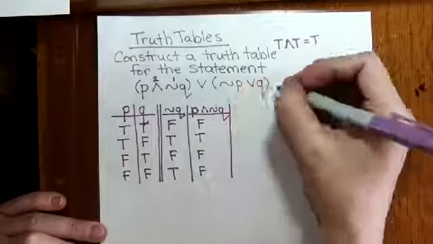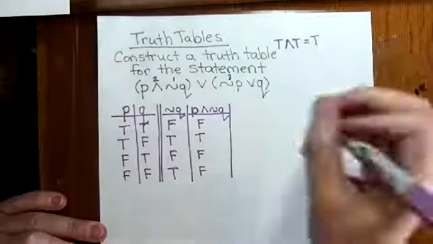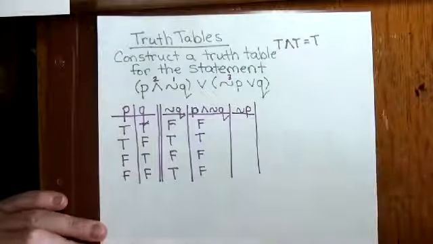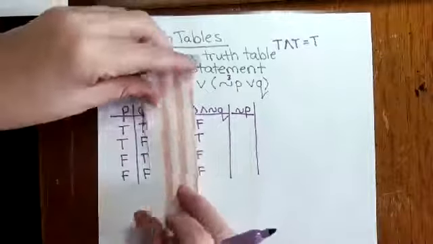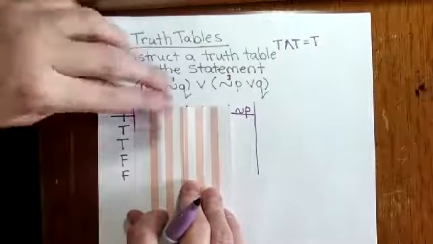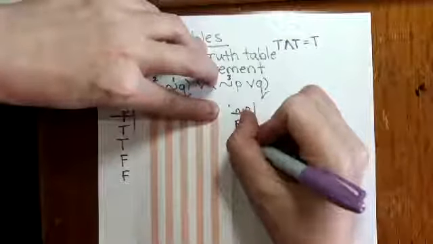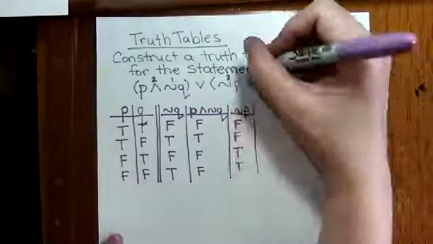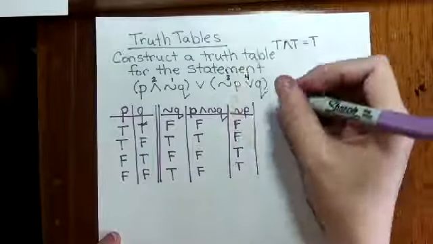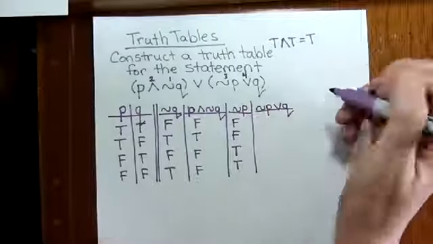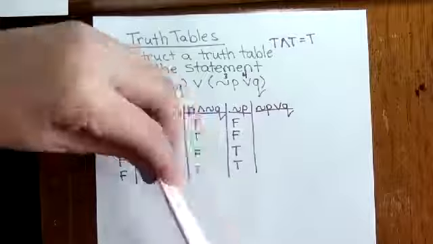So now what we can do is negate this P. When we negate P, we look at just the P column and we flip those T's to F's and those F's to T's. So F, F, T, T. Now we can OR our not P with our Q. So not P or Q.